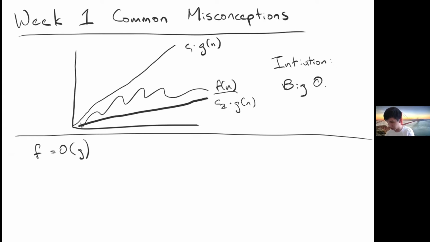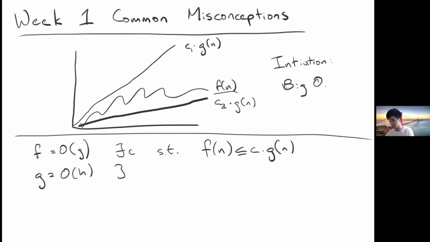This means that there's some C such that F of N is less than or equal to C times G of N, past some N. And then what does it mean for G to be O of H? It means there exists some, let's call it D, such that G is less than or equal to D times H of N past some N.